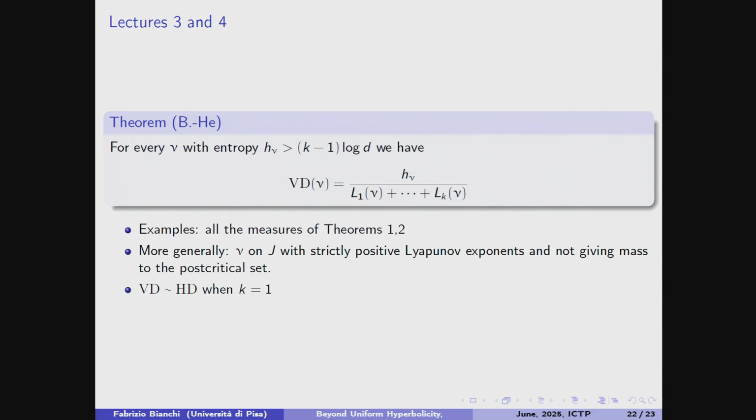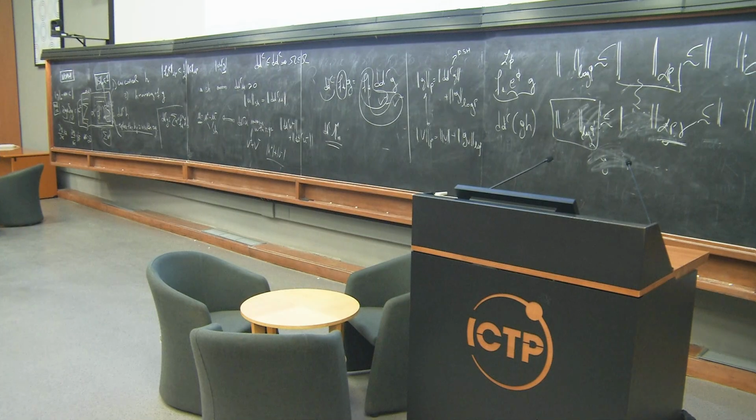We can define a dimension which is not the Hausdorff dimension, it's another one, but which satisfies the Manning formula. Just that you have to put, instead of the Lyapunov exponent, a sum of the Lyapunov exponents. It's a dimension which sees the volume expansion, and V_d is because of this, the volume.